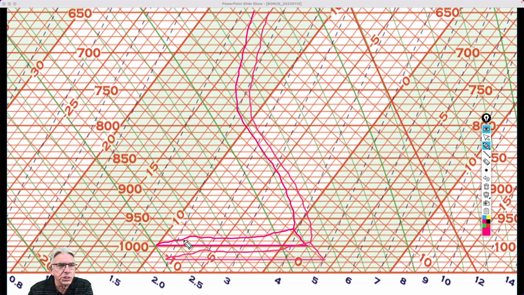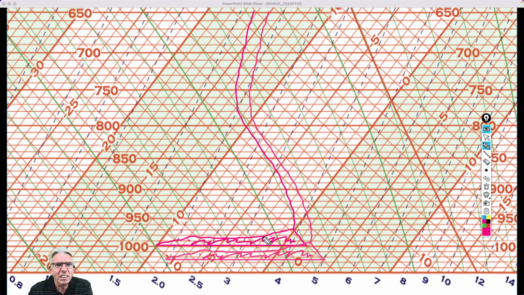So with this inversion being so steep, with the temperature increasing with height so quickly, the amount of energy required from the sun to get rid of this inversion is proportional to this area, and I'm trying to shade it in here, okay?